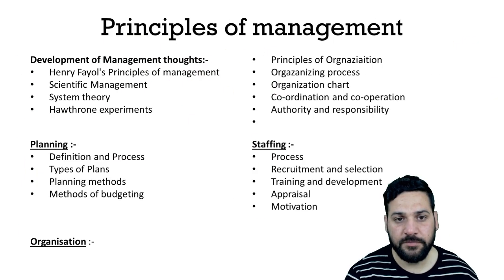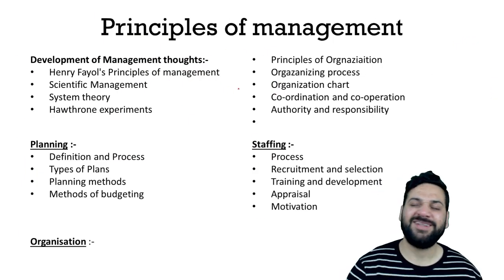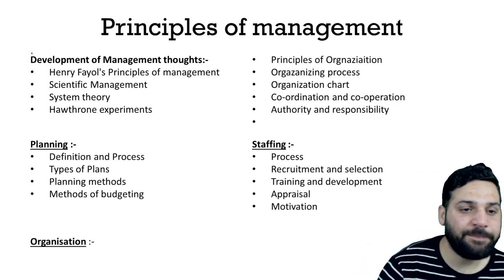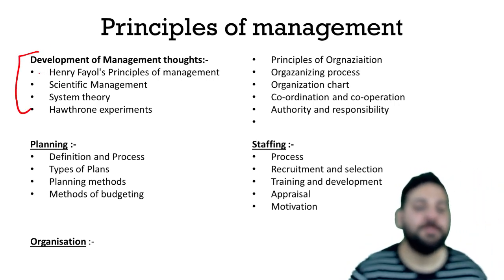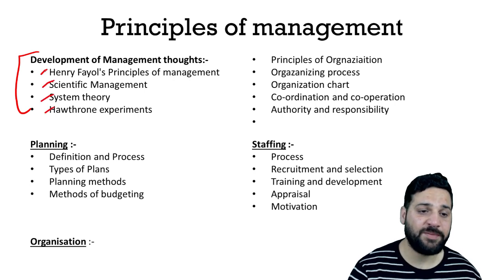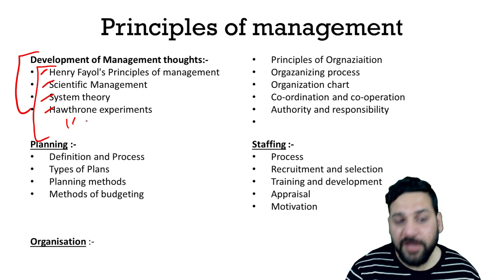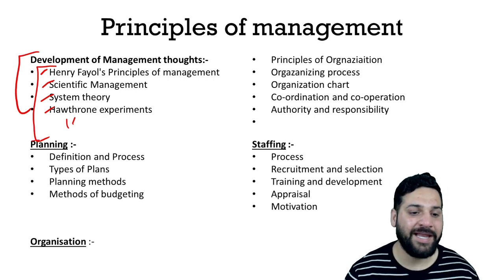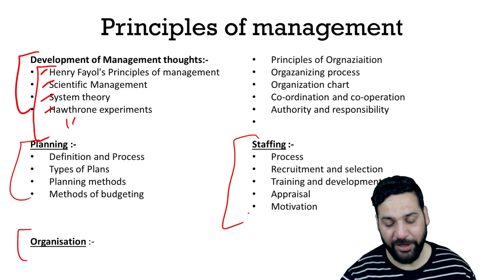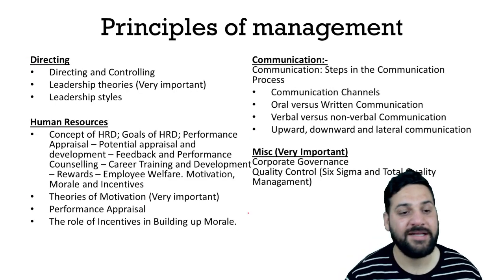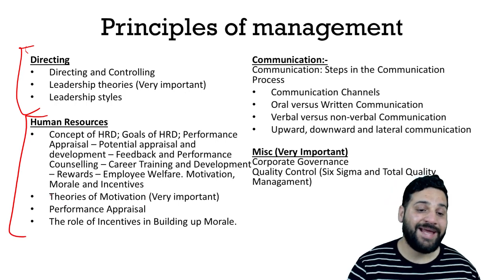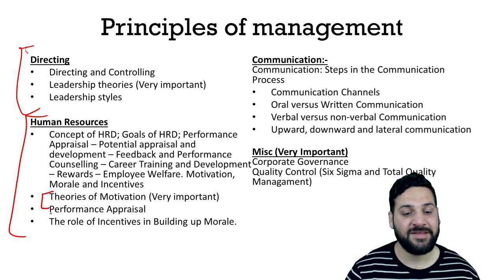Okay. And then the principles of management, this is a different subject, but it's part of paper 1 only. So development of management thoughts, the principles of management by Henry Fayol, scientific management, system theory, Hawthorne experiments. There are a total of 11 authors that we need to do. The planning, organizing, staffing, these are the functions of management, directing. And then there is HRM, the various concepts of HRM, and that includes theories of motivation, the theories of leadership.